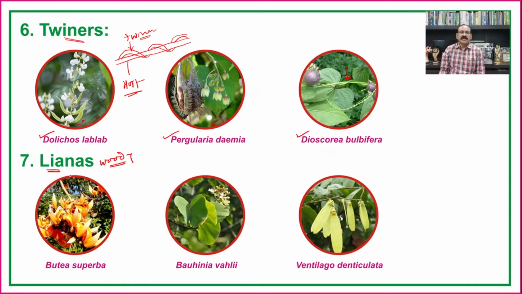This is the difference between the twiners and lianas. If you see the stem of the twiners, you will find that the stem is herbaceous, but the stem of the liana is woody. The most common lianas are Butea superba of the family Papilionaceae, Bauhinia vahlii of the family Caesalpiniaceae, and Ventilago denticulata of the Rhamnaceae.